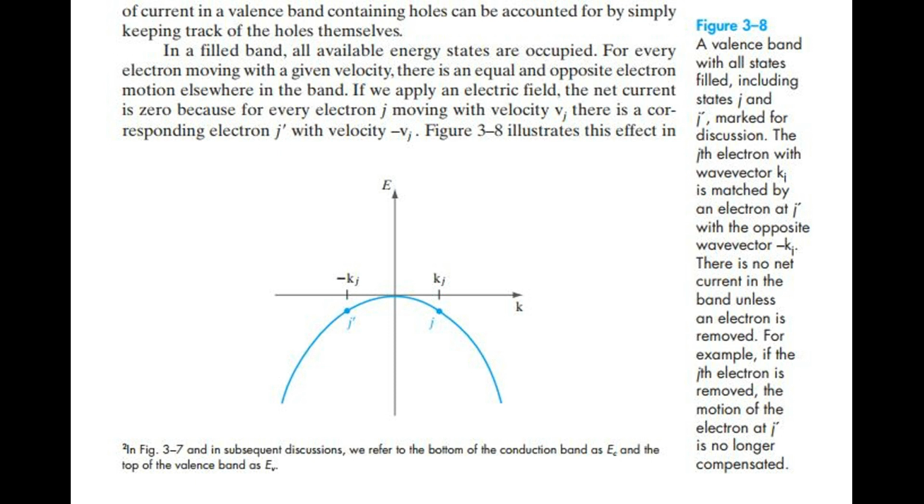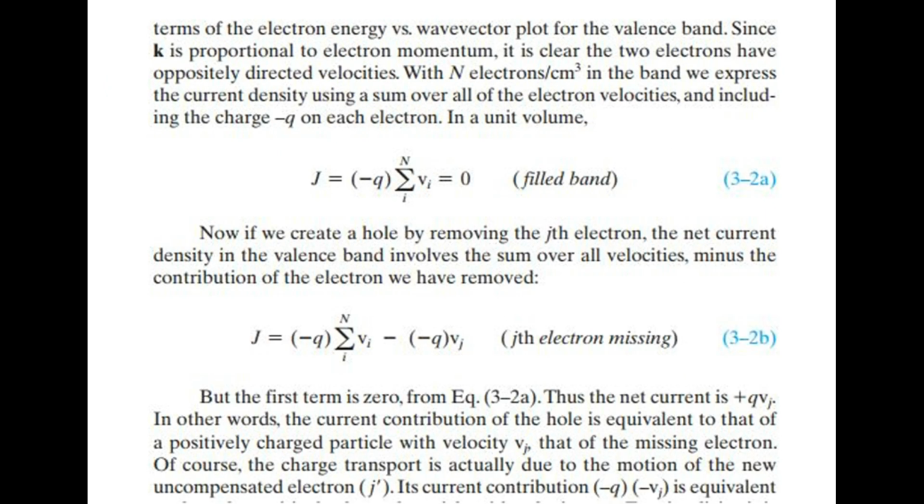With n electrons per cubic centimeter in the band, we express the current density using a sum over all of the electron velocities, and including the charge q on each electron, in a unit volume, filled band. Now if we create a hole by removing the jth electron, the net current density in the valence band involves the sum over all velocities, minus the contribution of the electron we have removed.